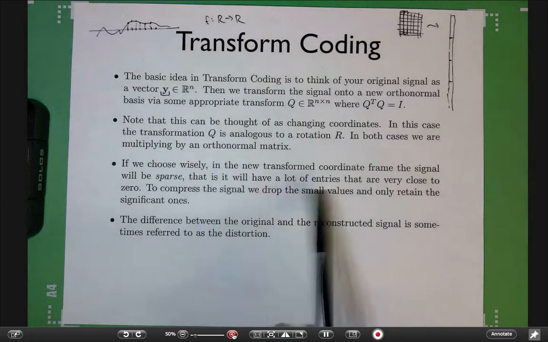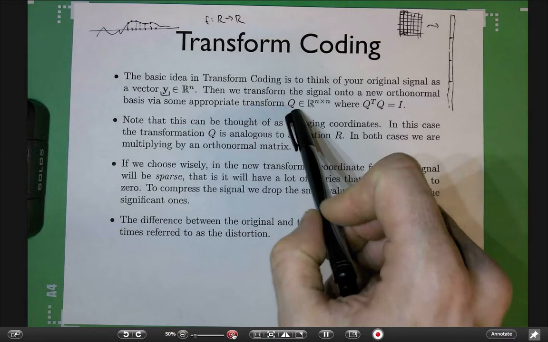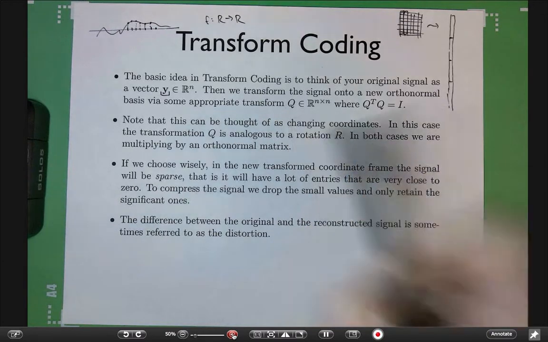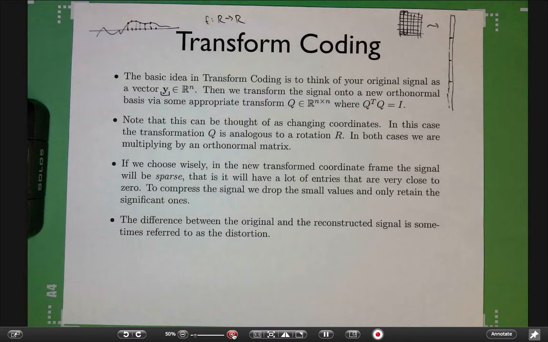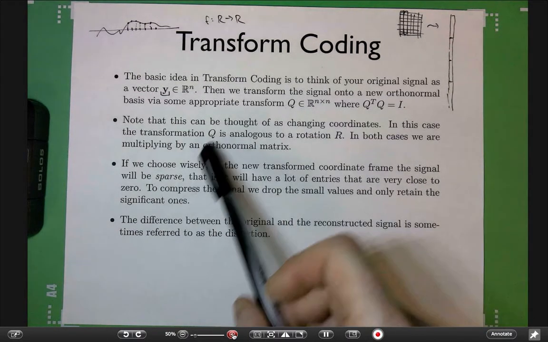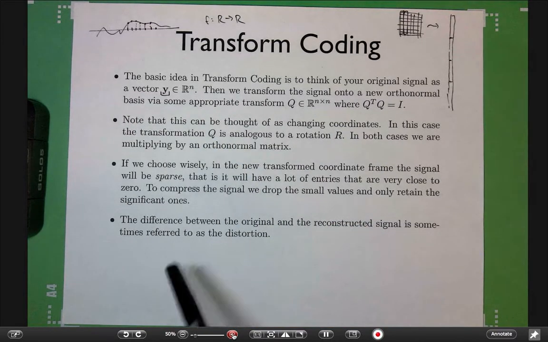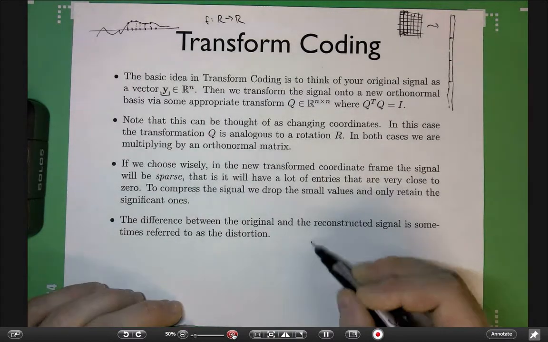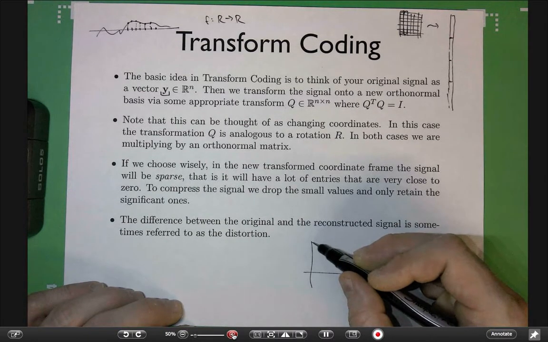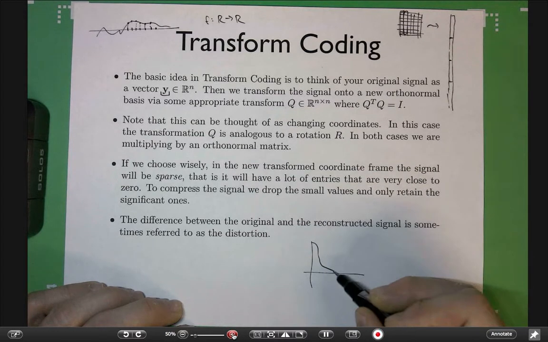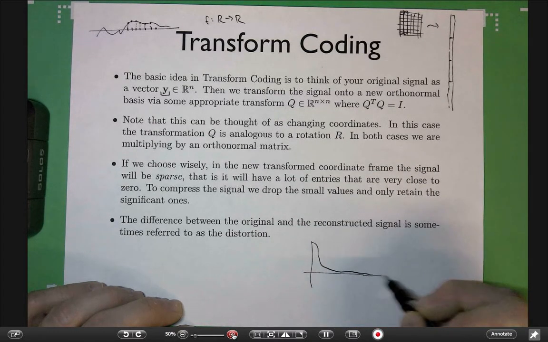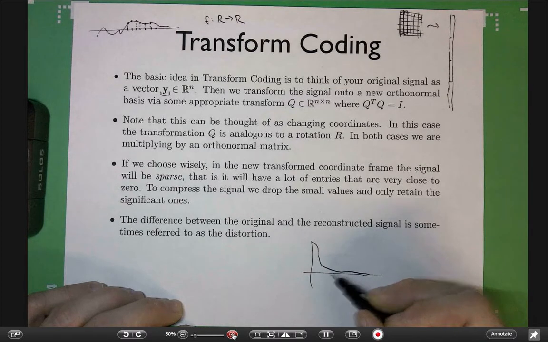And the idea of transform coding is to pick a smart Q, and that's what I will discuss next: what are smart Qs, such that after I perform this rotation, or you can also think about it as coordinates with respect to the orthonormal basis described by matrix Q, they have the interesting property that only a few of them are large and non-zero. They drop off quickly, and there are some super small coefficients further down which can essentially be discarded.